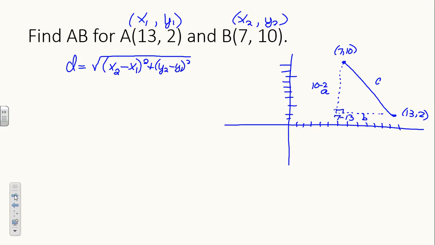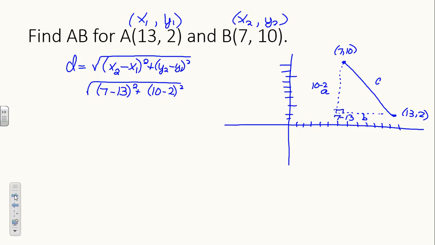Okay? So midpoint, we added the x's and divided by 2. Distance formula, you subtract the x's. Square them. Subtract the y's. Square them. Add it up, square root. Okay, so let's put them in. x sub 2 is our 7. We're going to say 7 minus 13. That's our x sub 1. 10 minus 2.